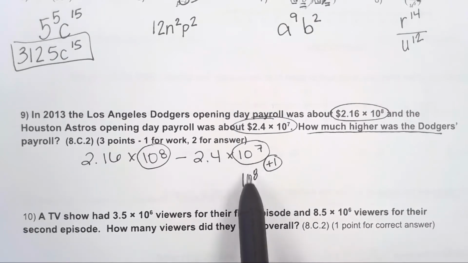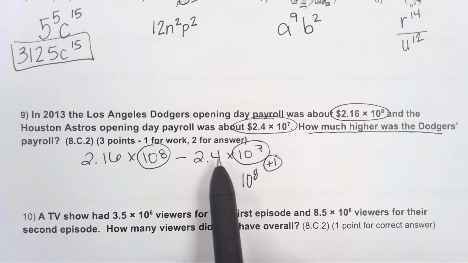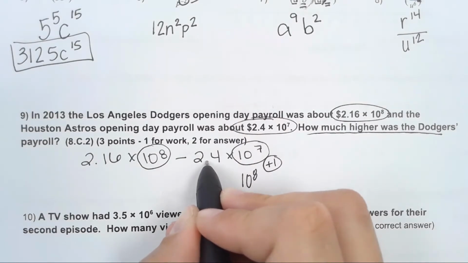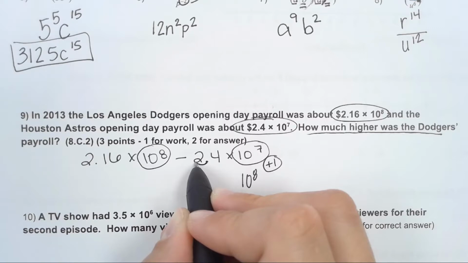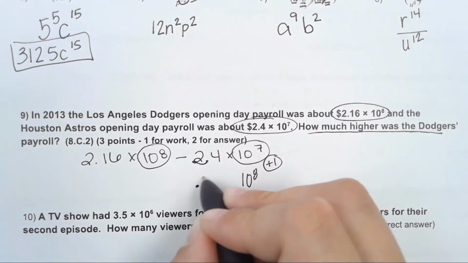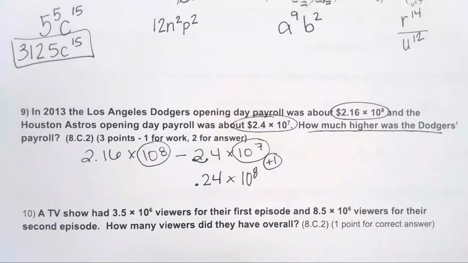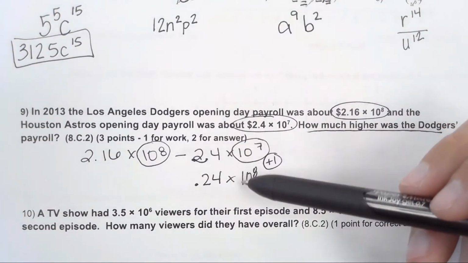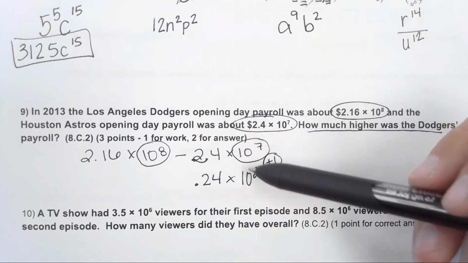So the easiest way to think about this is I added 1 to my exponent, which means I'm making my number bigger. So I need to account for that by making my constant smaller. So since I'm making my constant smaller, I need to move it back to the left one to make it smaller. So this constant now becomes 0.24 times 10 to the 8th. Okay, and again, both of these numbers are the same, so I know I did it correctly.